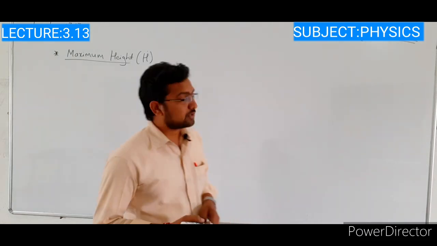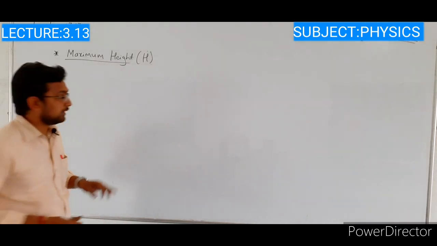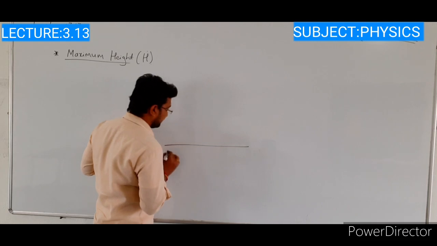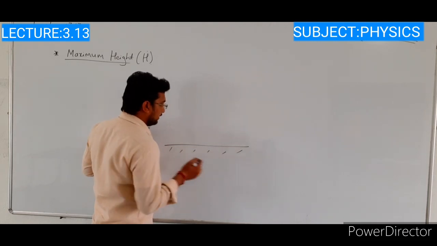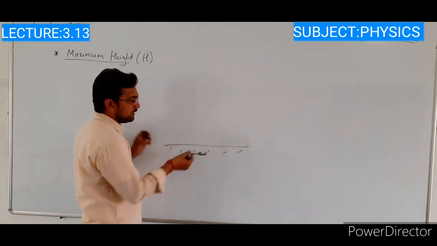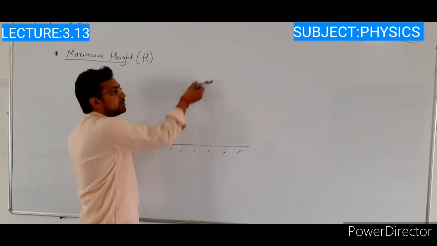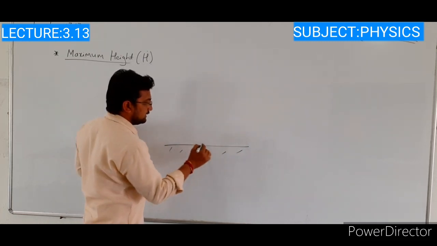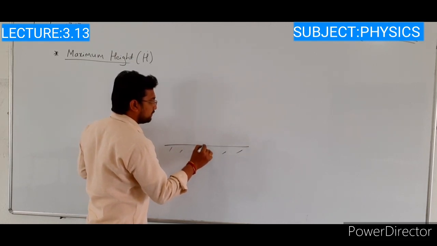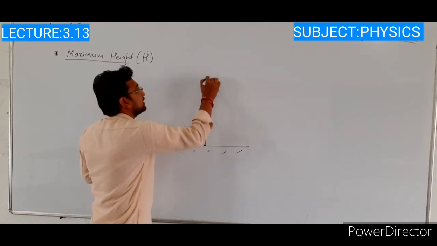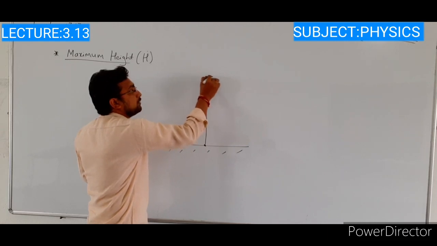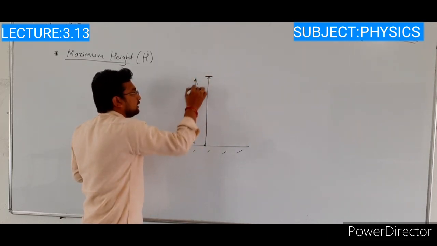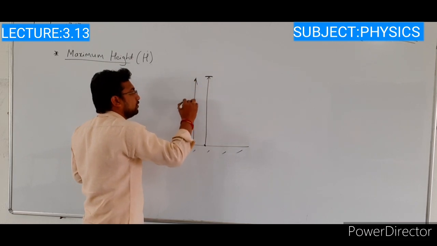Okay, see here. The first one, the maximum height. Consider this is the horizontal surface. So in this case, we are throwing an object in vertically upward direction. It reaches the maximum position. Okay, see here, this is the object. It is projected vertically in upward direction and it reaches the maximum position, and this is known as the maximum height. So that is S is equal to H.